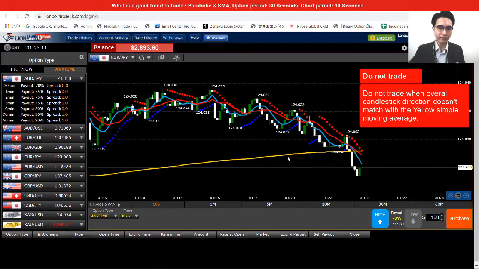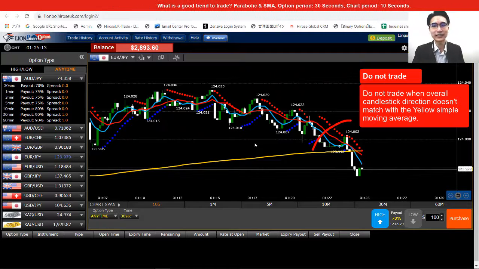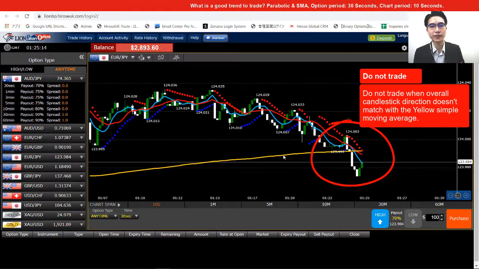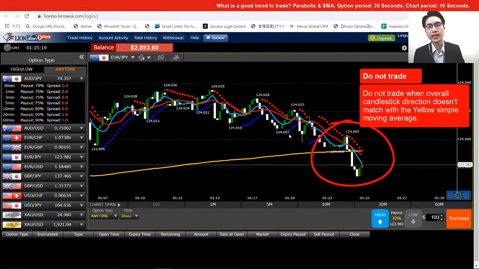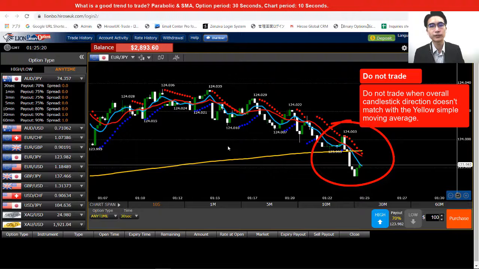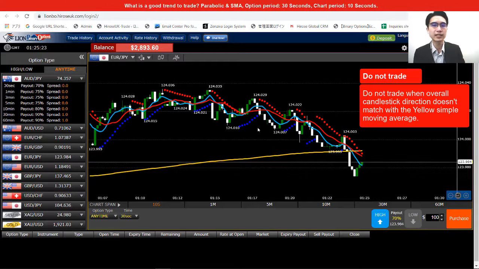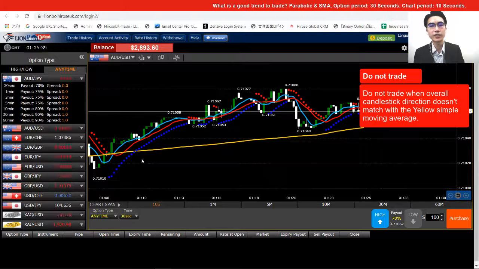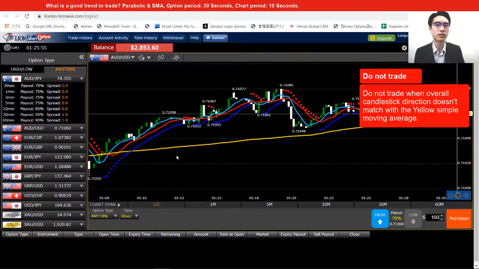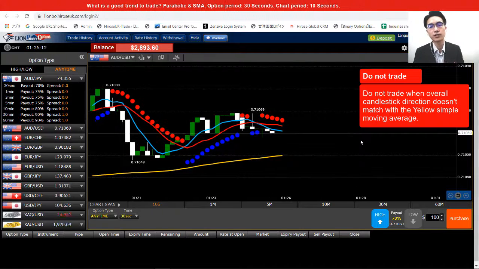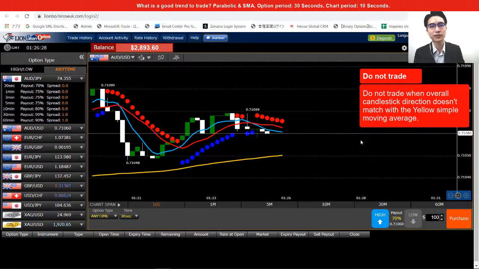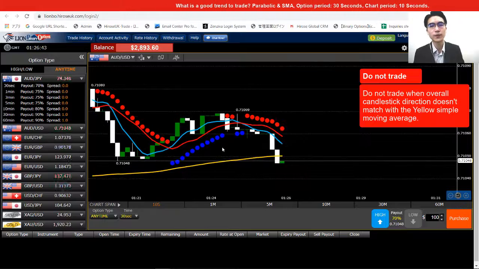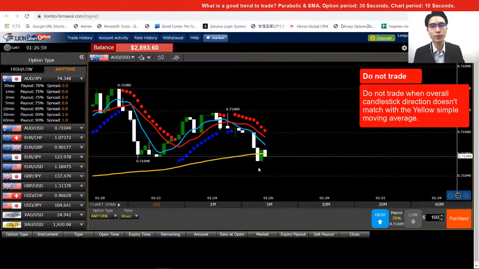Now by the time I talk, you see the candlestick actually breaking through the simple moving average, and that is actually an indication of a trend reversal. So if you see the direction of the candlestick movement doesn't match with the simple moving average, then I suggest you not trade with that market, and just try to change the currency pairs and look for an ideal pair to trade with.